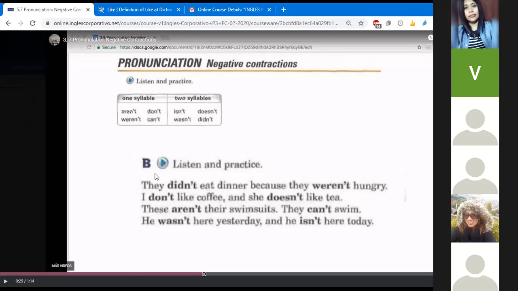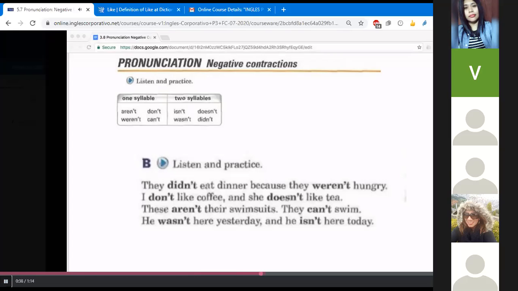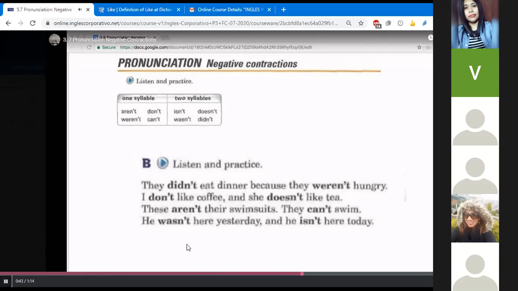Okay, good. Now listen to this little paragraph again and pay attention to the pronunciation. They didn't eat dinner because they weren't hungry. I don't like coffee and she doesn't like tea. These aren't their swimsuits. They can't swim. He wasn't here yesterday, and he isn't here today.